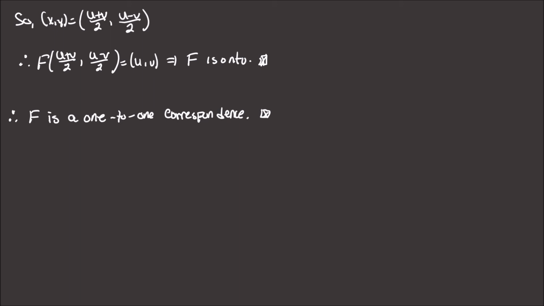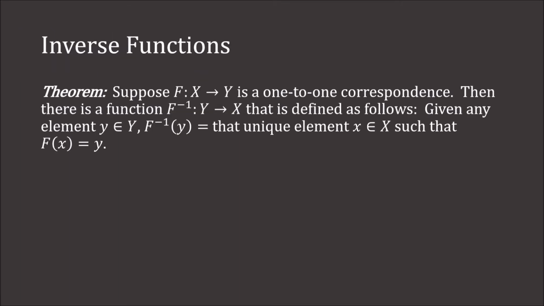Right, so to prove that a function is a one-to-one correspondence, we must prove that it's one-to-one and onto. So we now look at a new type of function. Suppose that f from X to Y is a one-to-one correspondence. Then there is a function f^-1 from Y to X that is defined as follows. Given any element y in Y, f inverse of y is that unique element x in X such that f of x is equal to y.